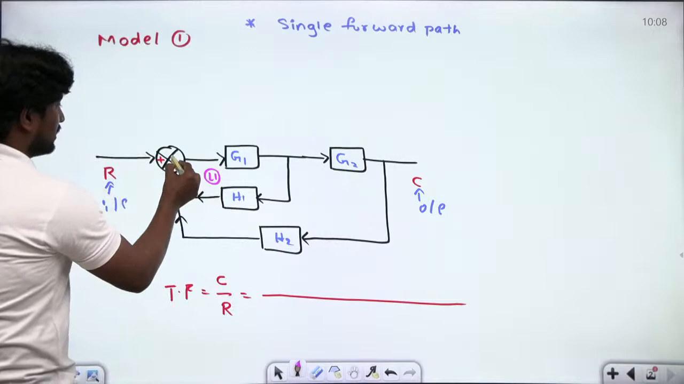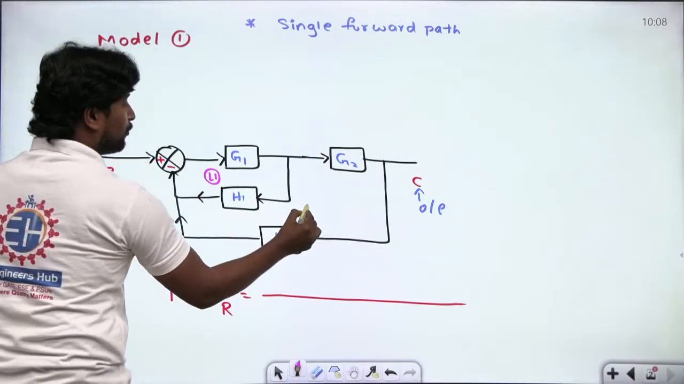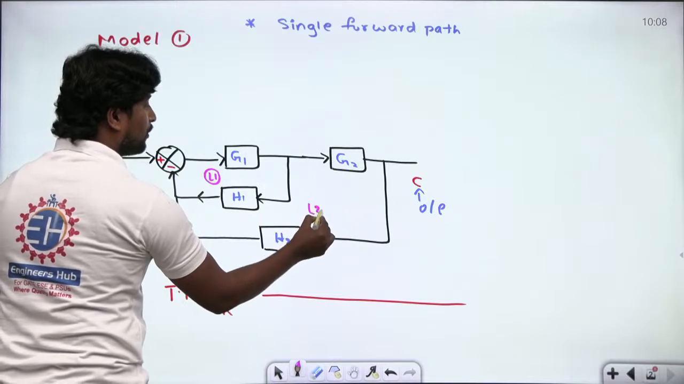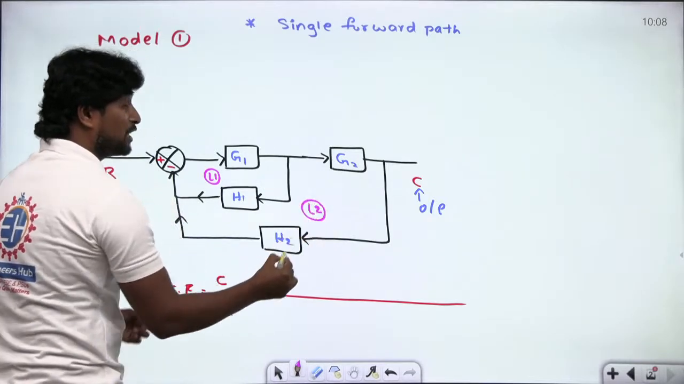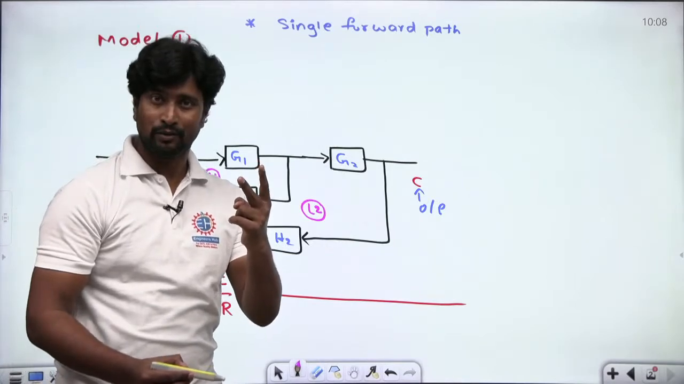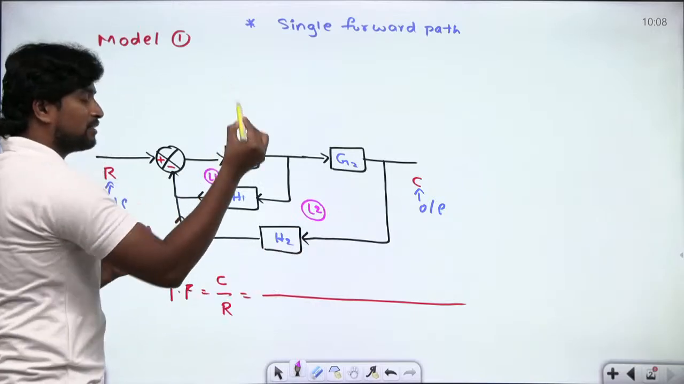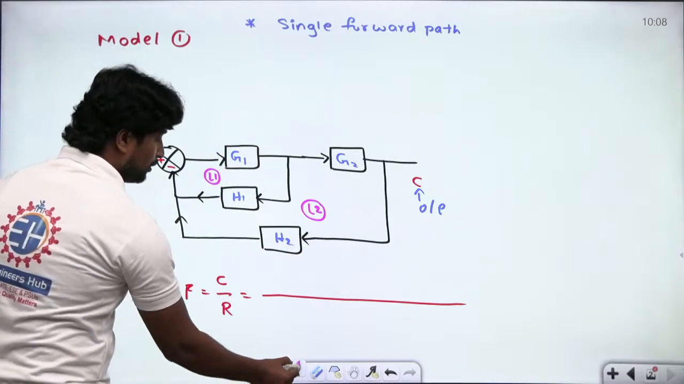Right? Next, check once. G1 and G2 and H2 also act as one loop. Now check once, how many loops are here? Multi loops, that means two loops are there. Are you clear? So check once, G1, H1 is one loop, and G1, G2, H2 is one loop.